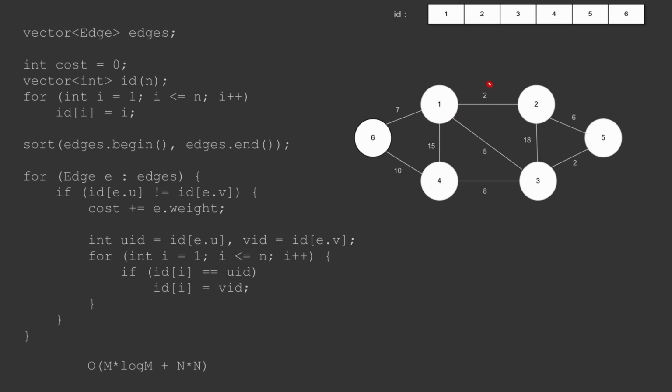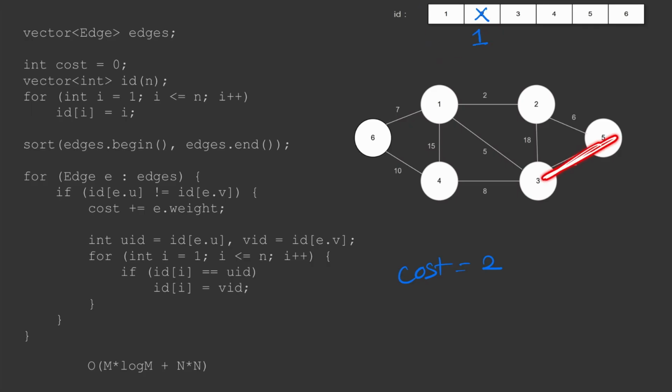Now let's process this particular edge. This is the smallest edge we have, right? And 1 and 2 are isolated as of now. Their IDs are different, so we will merge them together and increase our cost. Our cost will be increased by 2, and we are going to merge 1 and 2 by changing the ID of index 2 to 1. So we have managed to merge 1 and 2. Both of them belong to the same ID.